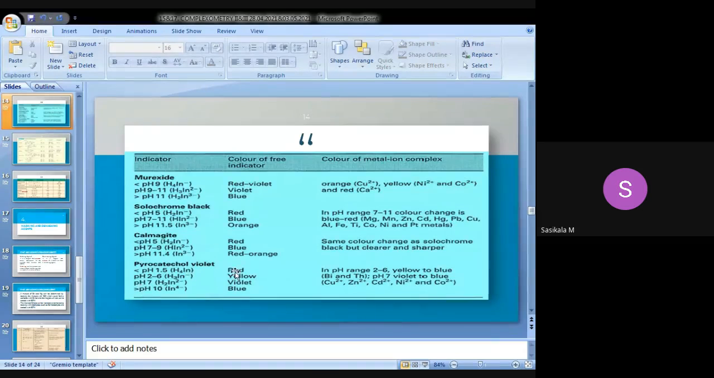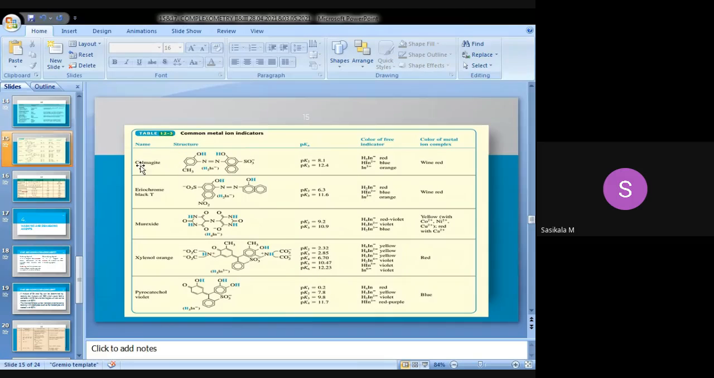Pyrocatechol violet, another indicator, also shows different colors from acidic to basic pH. In the pH range from 2 to 6, it is converted from yellow to blue with bismuth and thorium. At pH 7, violet to blue; at neutral pH it is converted from violet to blue, and in basic pH it exists as blue.